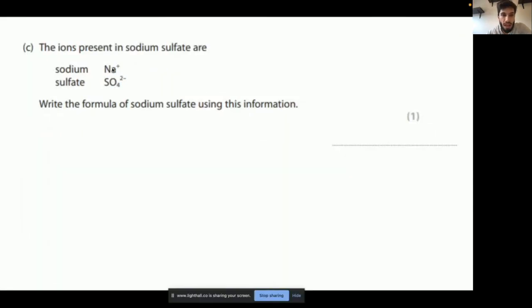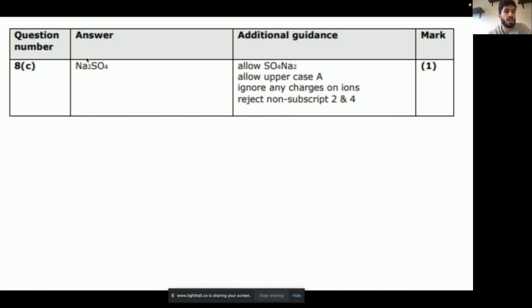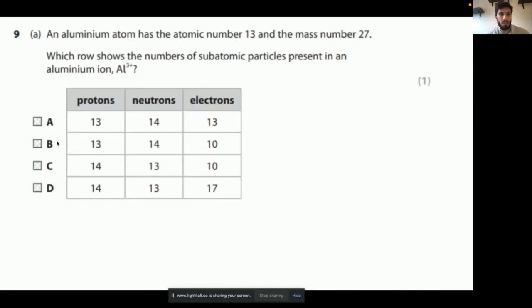Therefore, sodium ion has a charge of +1. The sulfate ion has a charge of 2-. We need 2 sodium ions to balance out the charge of the 2-. Therefore, the formula is Na2SO4. When it comes to writing the formula, never ever include a charge. So don't write Na2 plus SO4 2-. That's automatically wrong. However, it does say ignore any charges on ions, but I don't like to teach my students that.